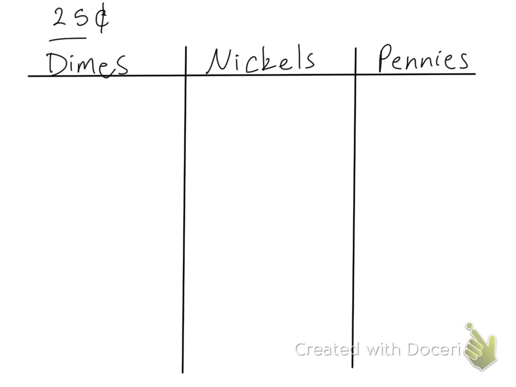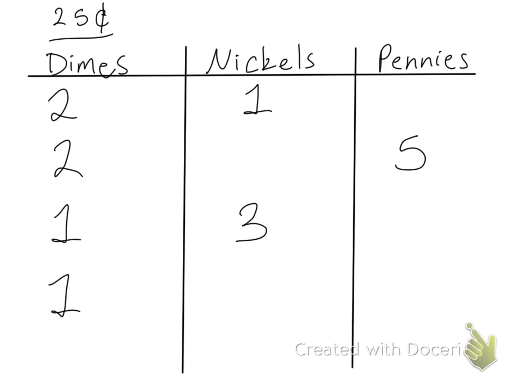So how could I write 25 cents using my dimes, nickels, and pennies? Okay, well, I know I can use 2 dimes and 1 nickel, or I could use 2 dimes and 5 pennies. I could also use 1 dime and 3 nickels, or 1 dime, 2 nickels, and 5 pennies. There are lots of different combinations that I can do with 25 cents.